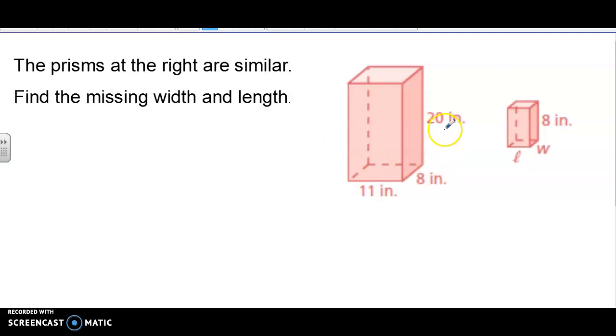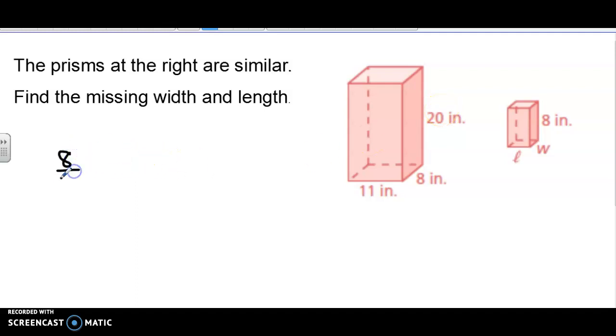So we need to set up ratios. So we're going to use this one. If we want to find the width first, we can do 8 over 20 or 20 over 8, either way. The reason I'm not doing 8 over 11 is because I wouldn't want to have W over L, because that wouldn't help me. I only want one variable. I don't want two. If I have two variables, I'm not going to be able to find a solution. So I'll choose 8 over 20.